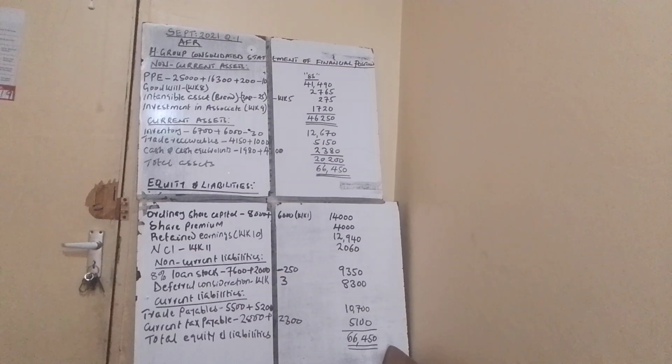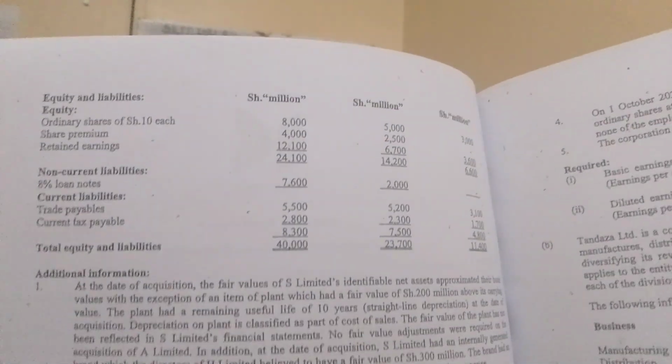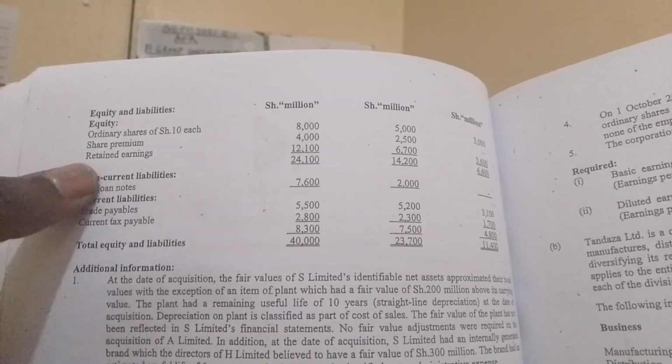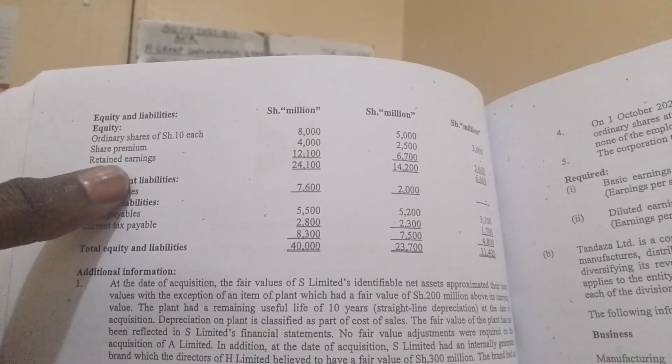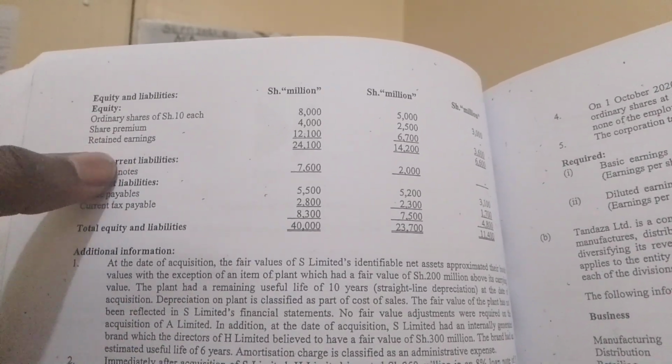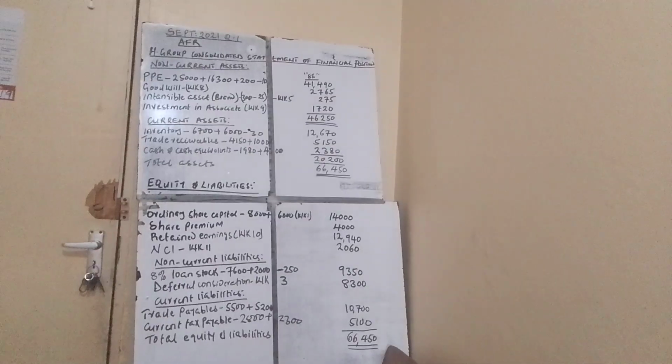Okay. You go to the statement of financial position as at 1st March 2020, and the figure has been provided. Retained earnings 12,100. 12,100 is the balance brought forward.